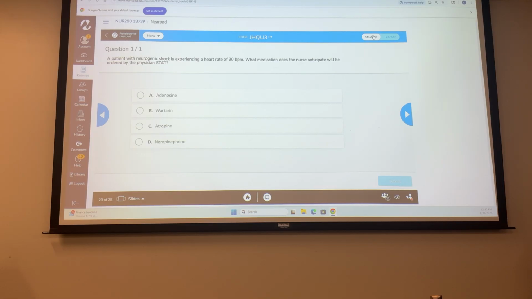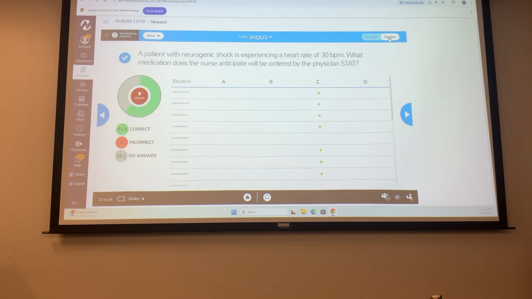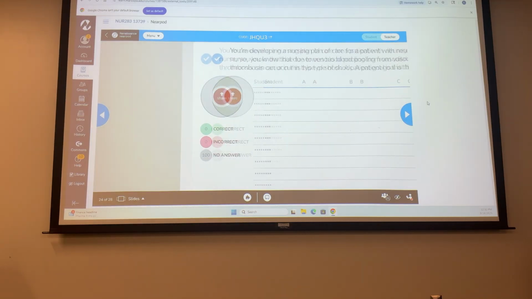Okay, a patient with neurogenic shock is experiencing a heart rate of 30. What medication does the nurse anticipate will be ordered by the physician stat? What do you guys think? Atropine, yes, thank goodness, love it.